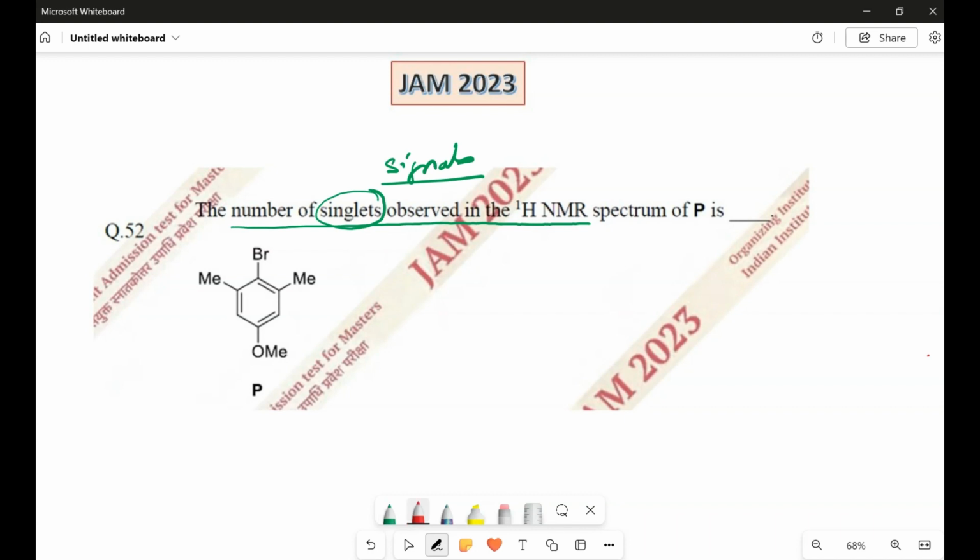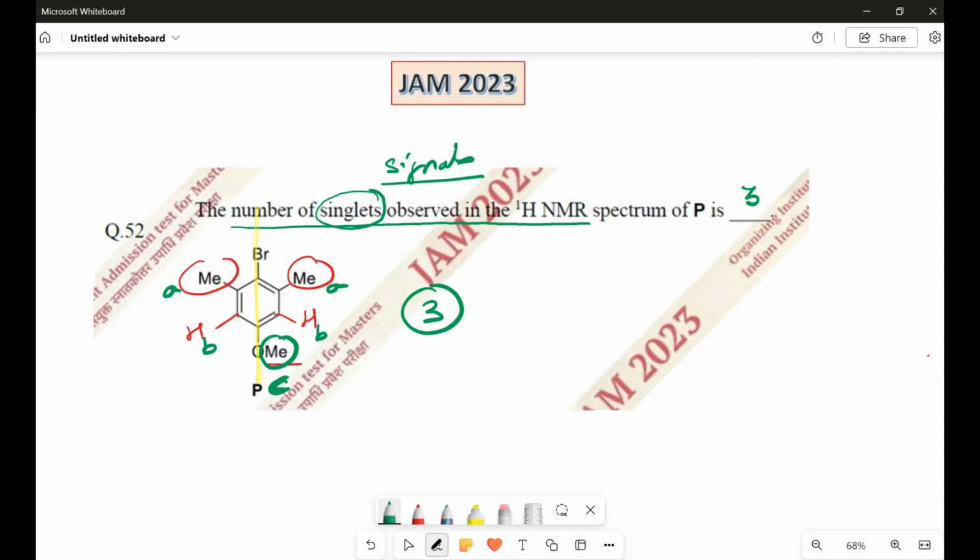So here I have this CH3, this CH3, this hydrogen, and you have a methyl. So I can cut the molecule, yes, I can cut the molecule like this into 2 equal halves. When I cut the molecule into 2 equal halves, what happens? These both become A proton, these both become B proton, and the methoxy proton becomes the C proton. So I have totally 3 different types of hydrogen. So the answer is 3.